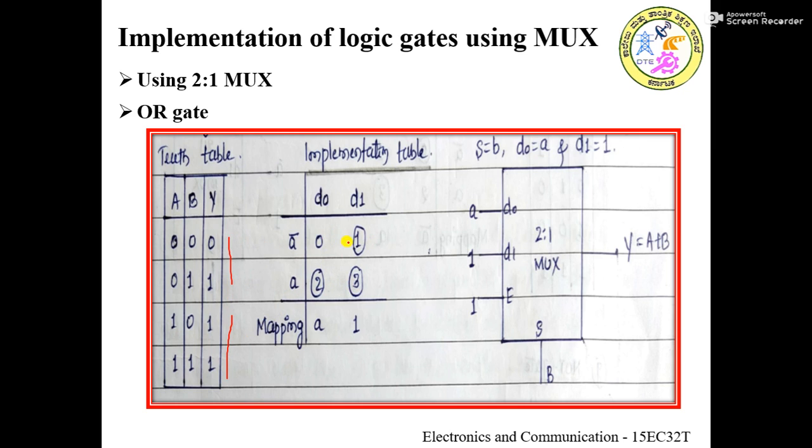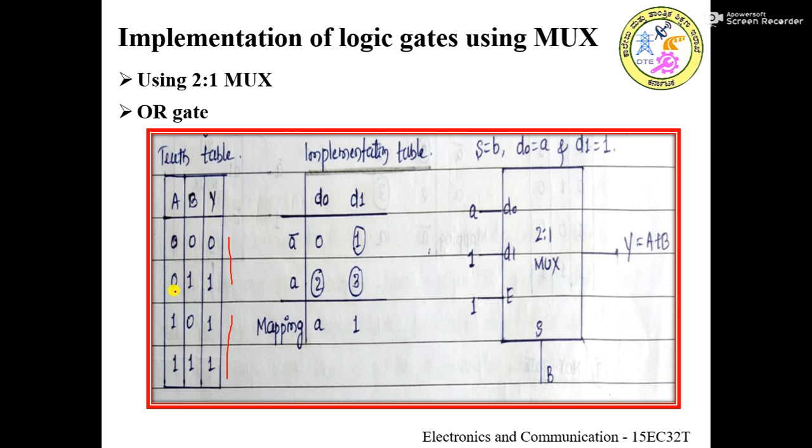Now after writing these, the next step is to circle them. So whenever we got 1, for whichever combination the output is 1, what do we have to do? Put a circle.